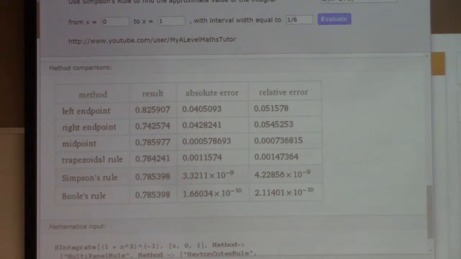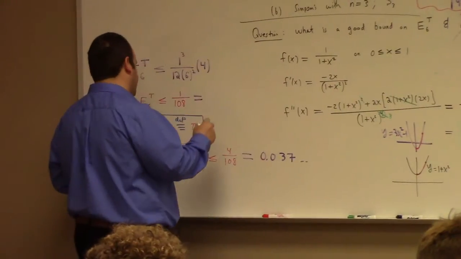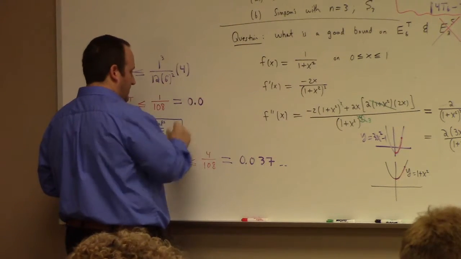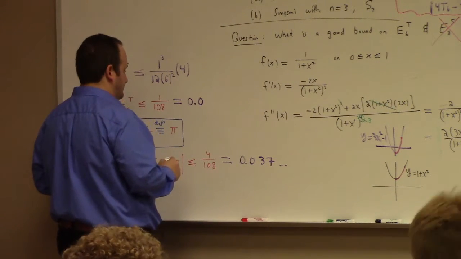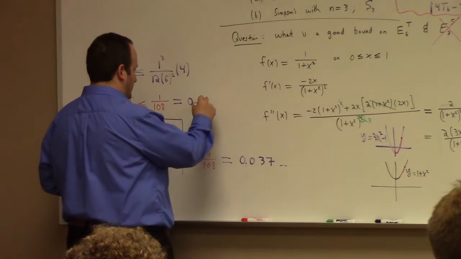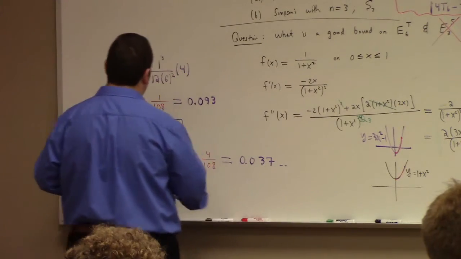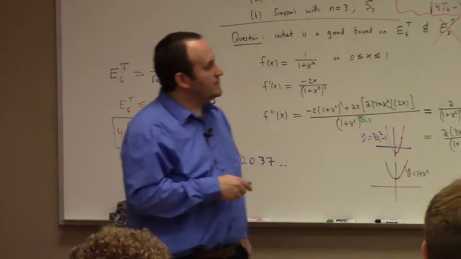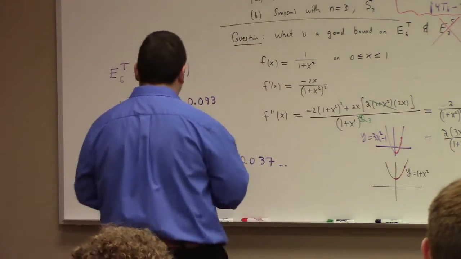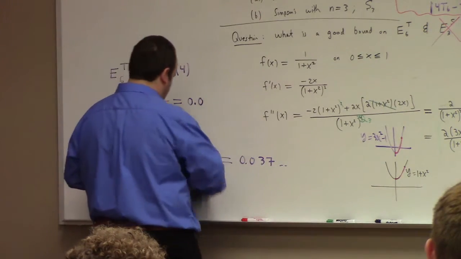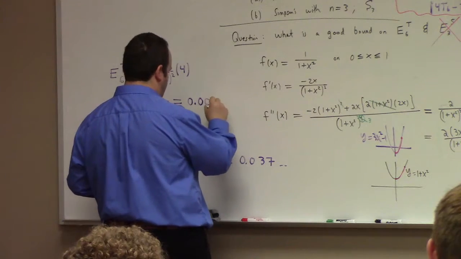Could you guys tell me what 1 over 108 is? What is this? What's this value? What's 1 over 108? Can you tell me, somebody? Decimal? Okay. So, 0, 0. I was about to get really confused. Thank you. 0093.